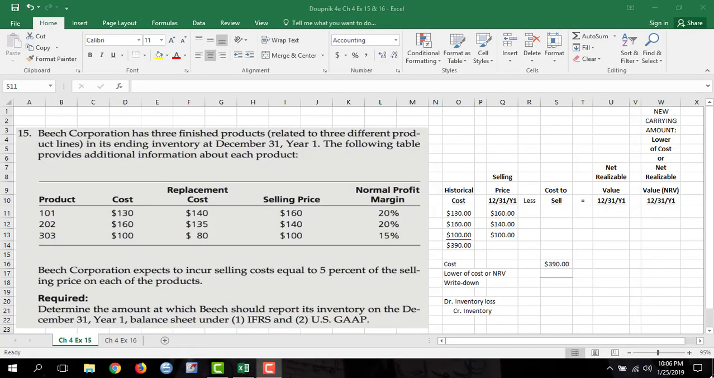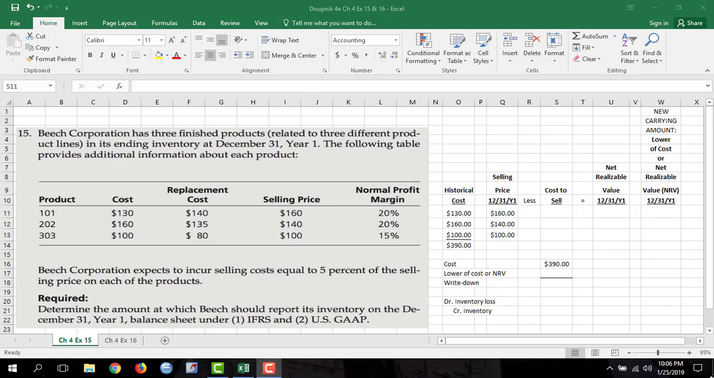Hi everyone, I'm going to demonstrate for you exercise 15 from chapter 4 of the Dubnik and Pereira textbook. This is an exercise that deals with inventory valuation for a particular company at the end of its fiscal year. The company in question is Beach Corporation, which has 3 finished products, namely Product 101, Product 202, and Product 303.